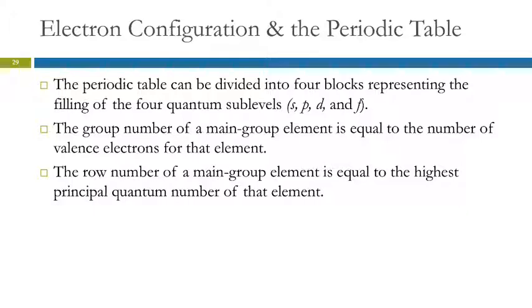Okay, now we're going to see how this comes from the periodic table. We can divide the periodic table into 4 blocks that represent the filling of the 4 different quantum sublevels, S, P, D, and F. The group number for main group elements is equal to the number of valence electrons for that element. So that's a really easy shorthand, because a lot of the time we just need the valence electrons. We don't need to actually write the electron configurations. We just need to know how many valence electrons this has, and it's right up there on the periodic table. The row number corresponds to the highest principal quantum number for that element, for the main group elements.